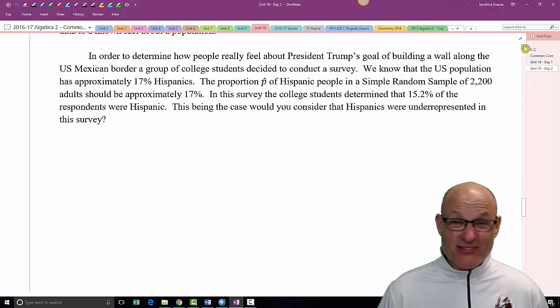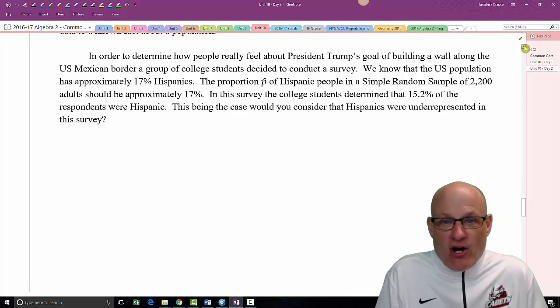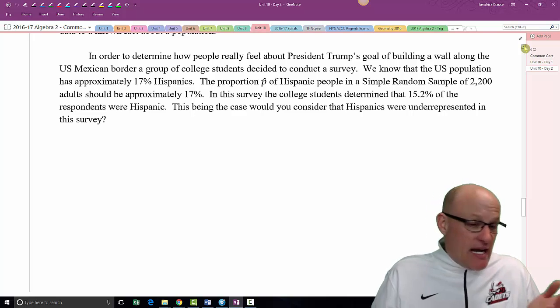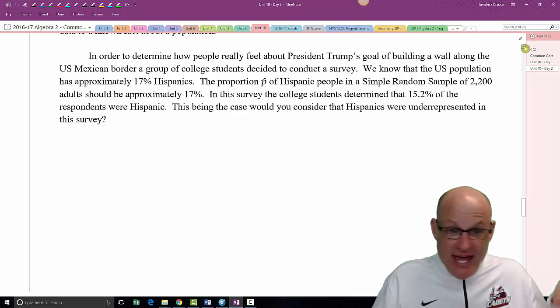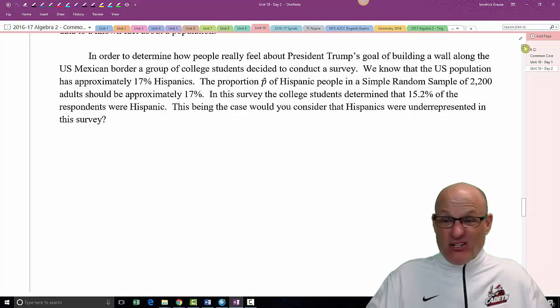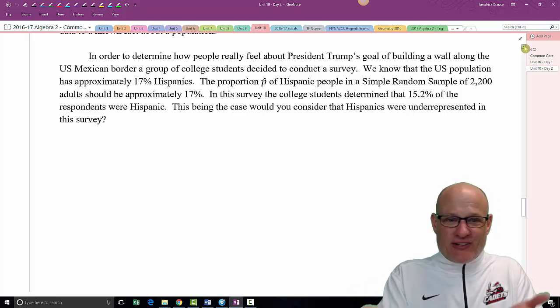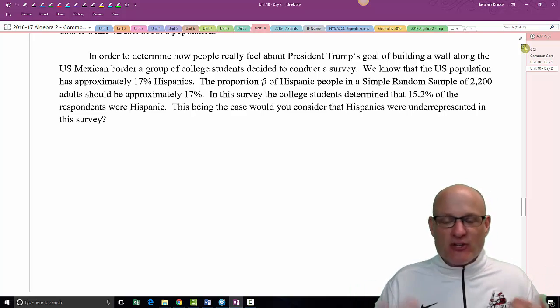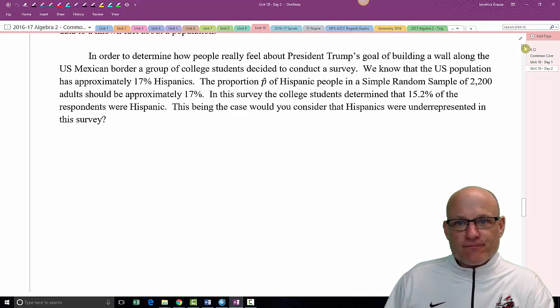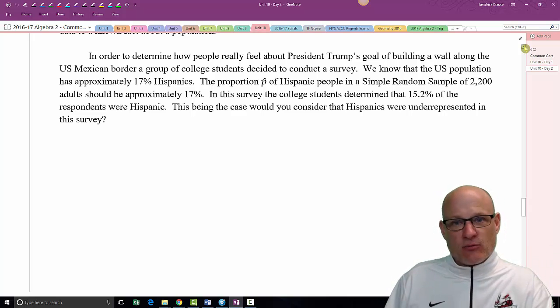That's really, really close to 17. It's not even 2% off. So yeah, that's pretty good, right? That feels good. 15.2% is close to 17. I think that's okay. But that is unacceptable in the math world. That's not acceptable in the math world.